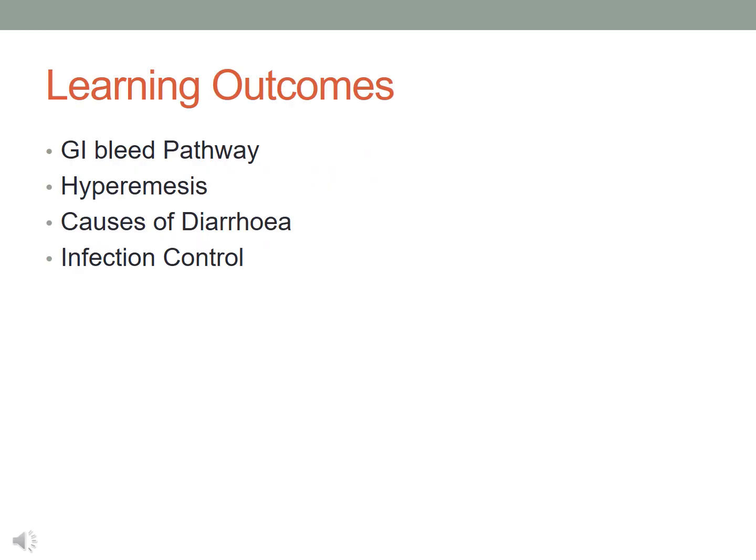The learning outcomes for this talk are to go through the GI bleed pathway and protocol, to look at how hyperemesis is managed in the emergency department, to go through some of the causes of diarrhoea and the infection control policies associated with this.